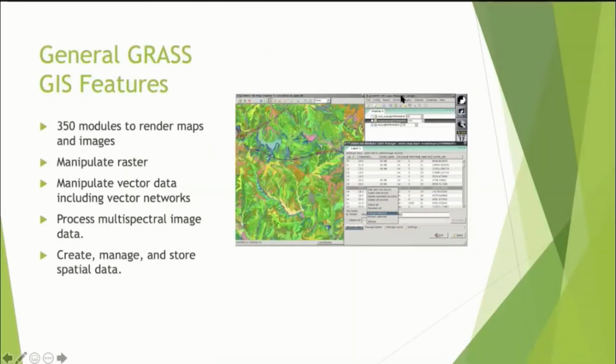The general features of GRASS that I was able to find out are that it has about 350 modules to render maps and images. From this, it can manipulate raster data and vector data, including vector networks. It also has the ability to process multispectral image data and create, manage, and store spatial data.